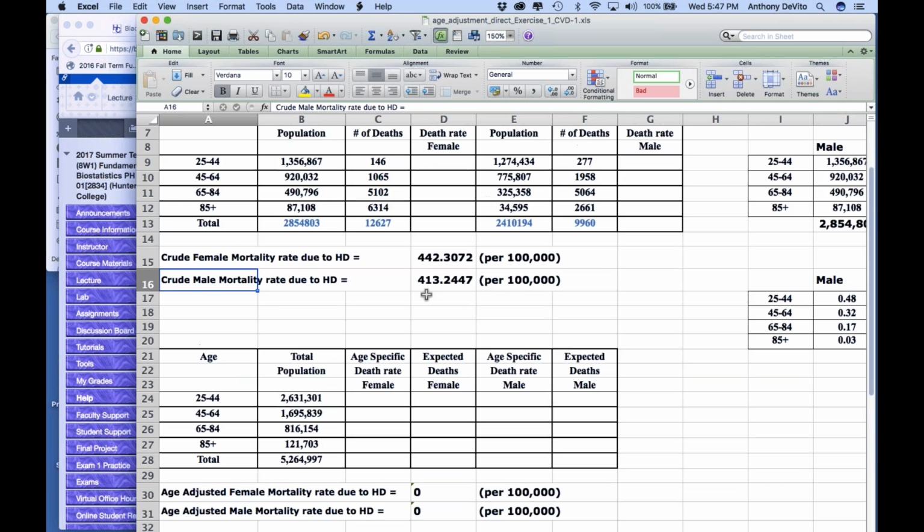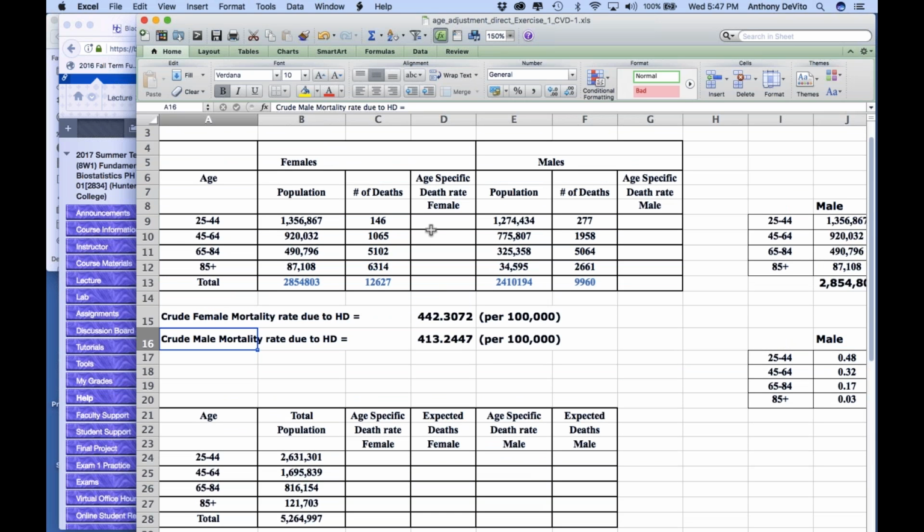One of the things I'm interested in is the age-specific death rate for each of these groups, for males and females. How am I going to figure it out? That's going to be equal to the number of deaths over the number of females in that age range. This one I'm not going to bother to turn into a number per 100,000. And I'm going to drag that down, so I do that for each.